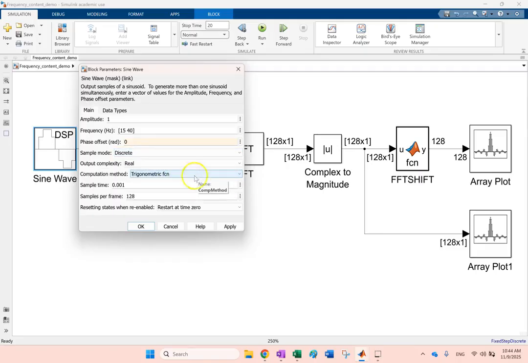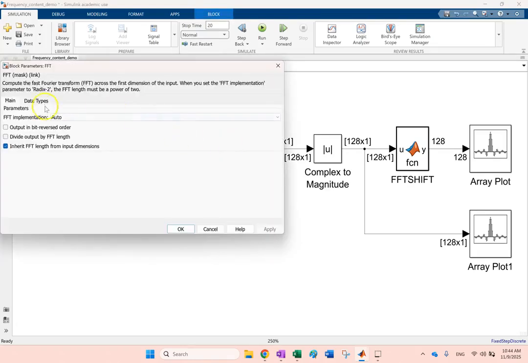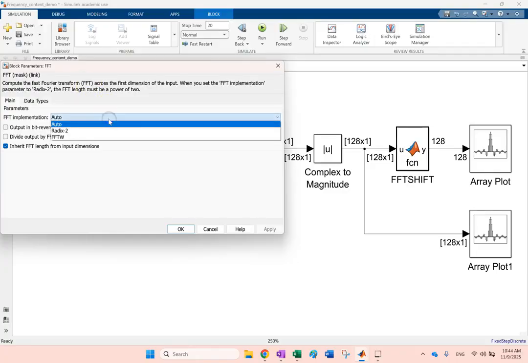Since it's a discrete signal, you have to give it the length of the signal. Here it is 128 numbers and a sample time. Okay, so this is your sine wave, which comes from the DSP or digital signal processing block. And when I want to get the frequency content, I have to use Fourier transform. So here I use the FFT block, and this FFT block is for a single or scalar signal, basically. Okay, and the method I used is auto.